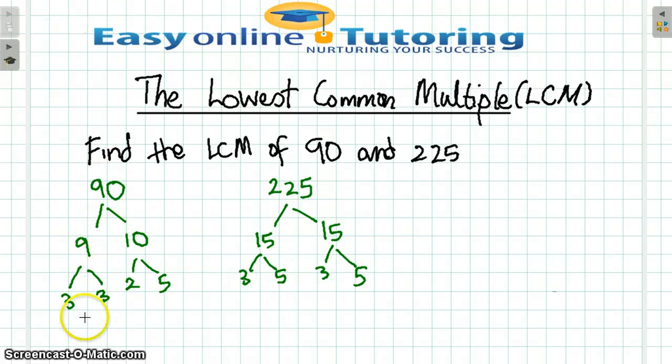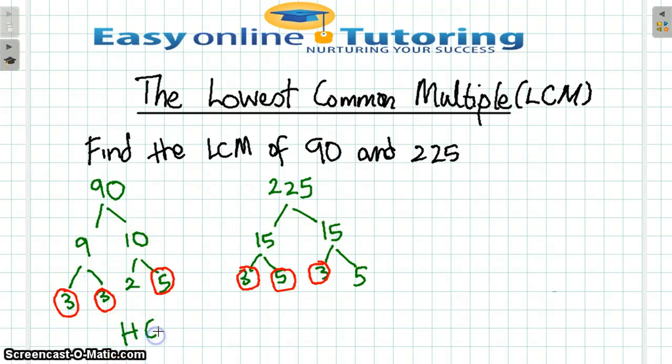We do a matching exercise to find the common factors in each number, and that will give us the HCF. So the HCF in this case is 5 times 3 times 3, which is 45.